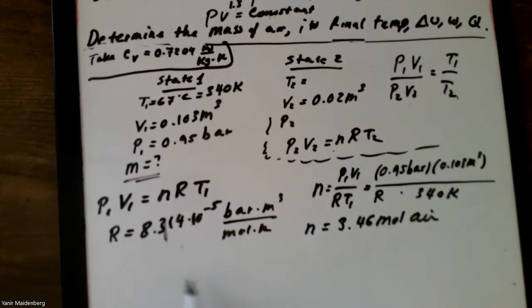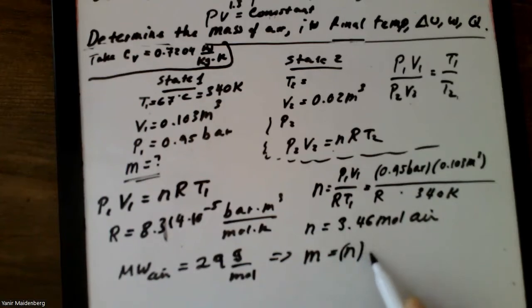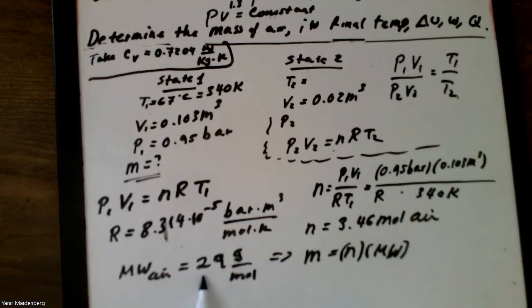So we know that the molecular weight for air, and if you don't remember this, this is in the back of the book, is like 28.9. We call it 29 grams of air per mole. And so that means that the mass is going to be the moles times the molecular weight. And you can see moles would cancel moles, and I get grams. So it's 29 times 3.416.